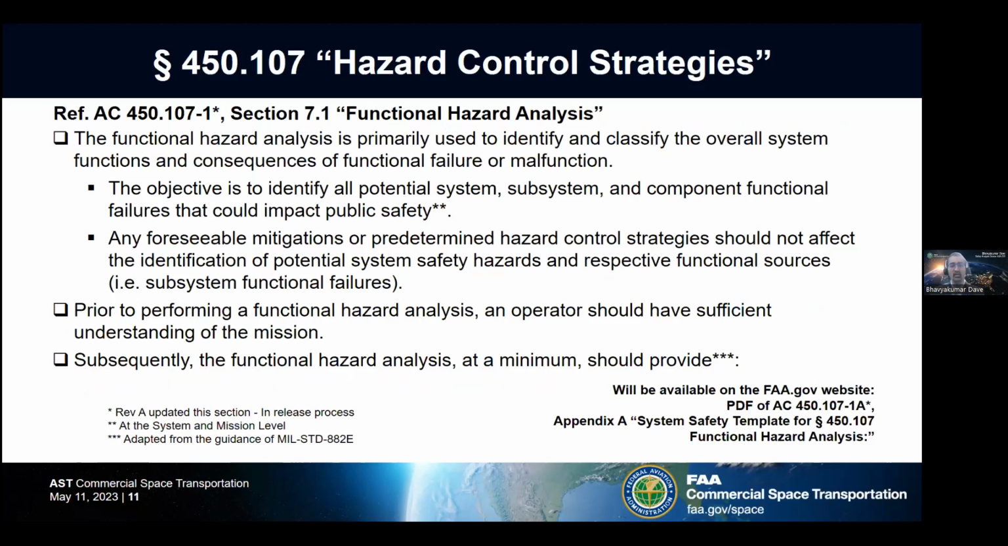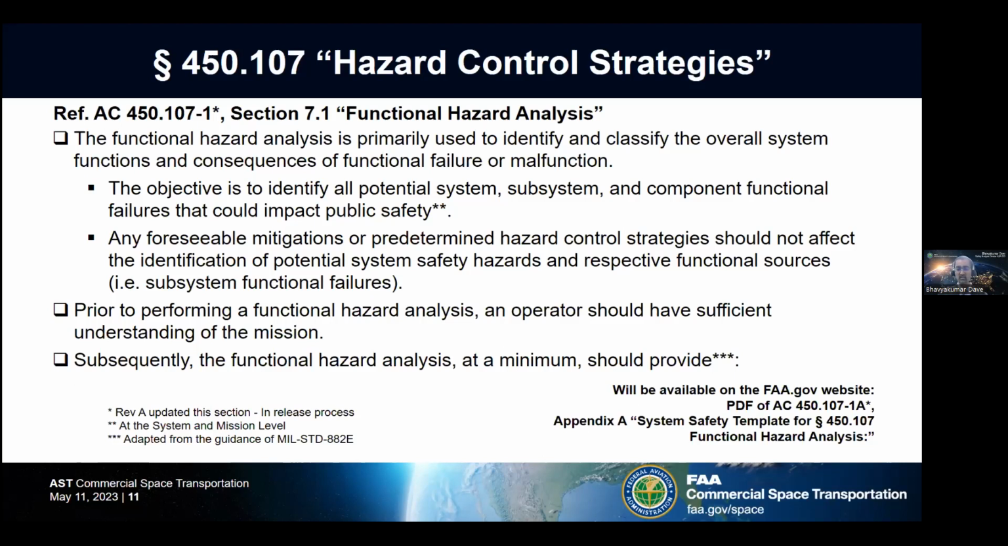Okay, so section 7.1 of the AC for 450-107 talks about the functional hazard analysis, and specifically it identifies that the functional hazard analysis is primarily used to identify and classify the overall system functions and the consequences of the functional failures or malfunction. And the objective here is to identify all potential system, subsystem, and component functional failures that could impact the public safety. And something to note here is that an assessment of the hazards to the public is done at the system mission level.